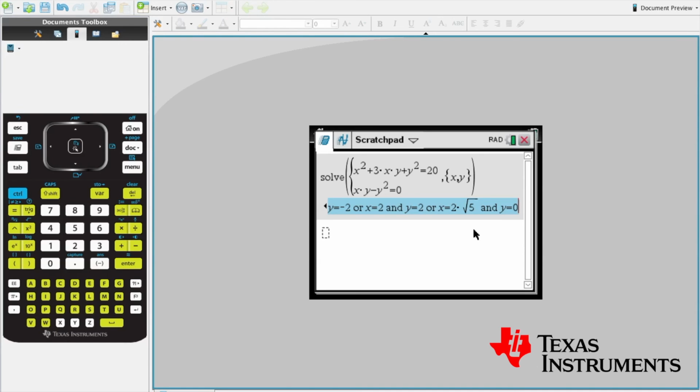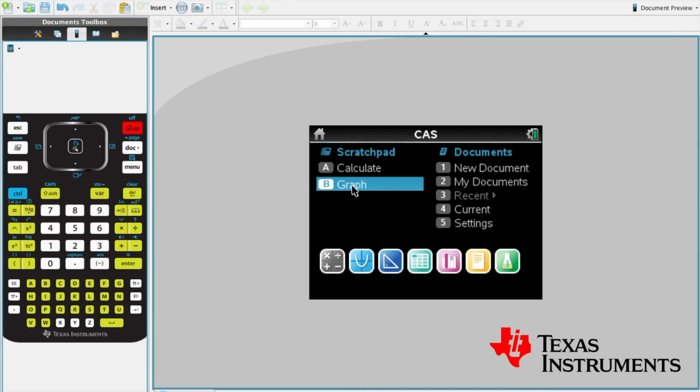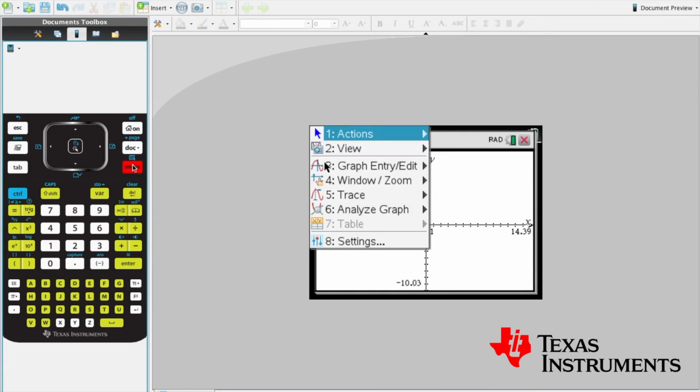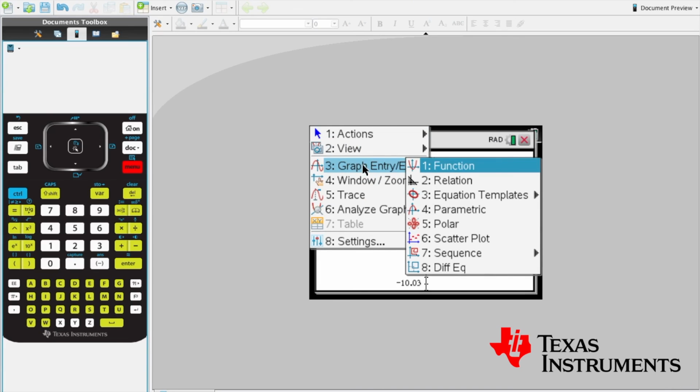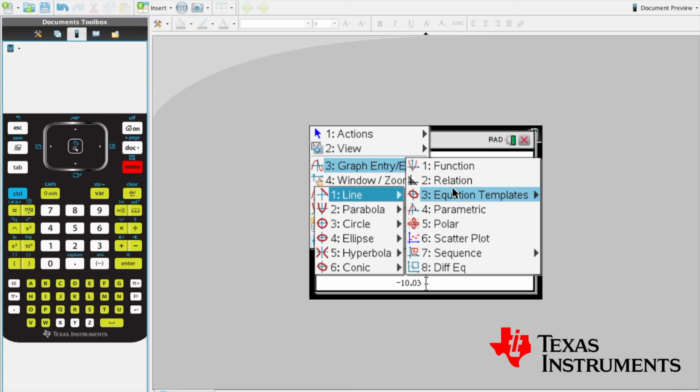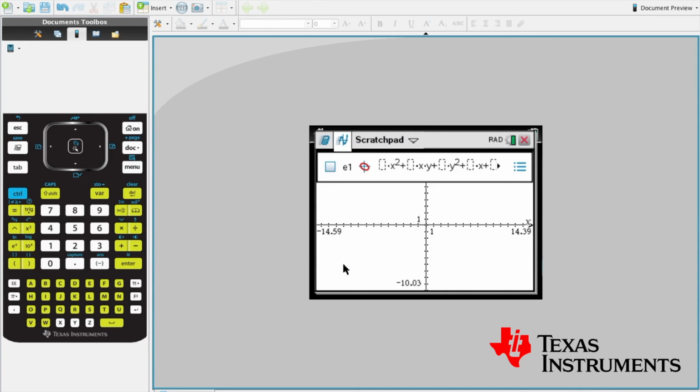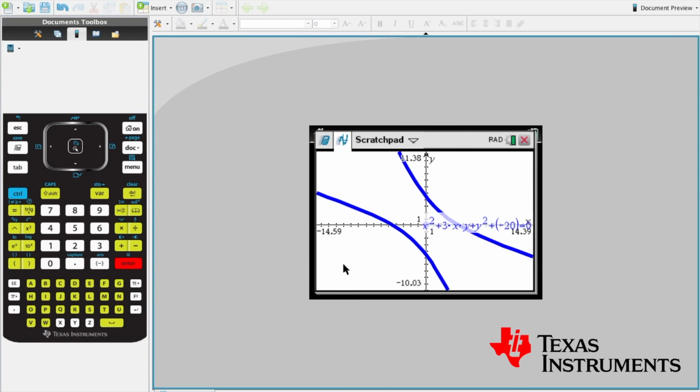Love it. Let's go ahead and check out the graph. So from home, we're going to go to graph. And then we want to go to menu. And from here, we want to go to graph entry. And then because this is going to be a conic section, we'll go to equation templates and go to conic general. And we'll be able to type in that we have 1x squared, we have 3xy, we have 1y squared, we have 0x terms, 0y terms, and we have -20 after setting this equal to 0. And then you'll hit enter. And this will give us our graph of the first equation.